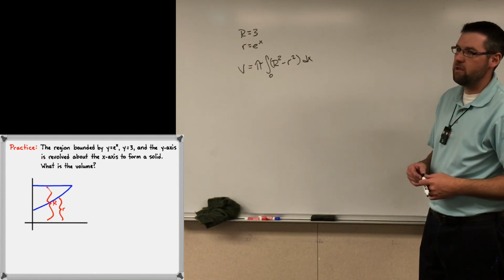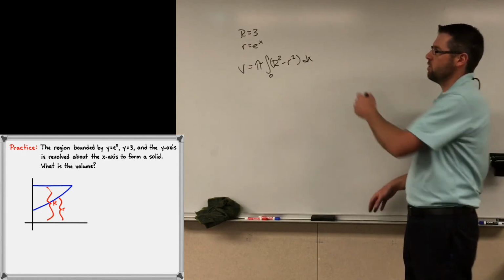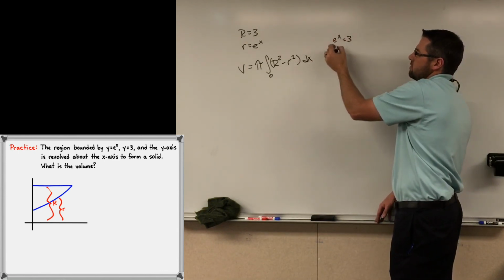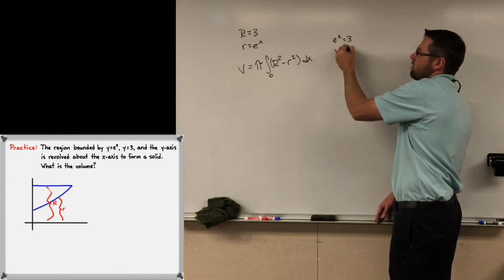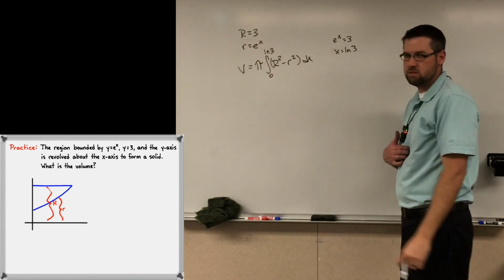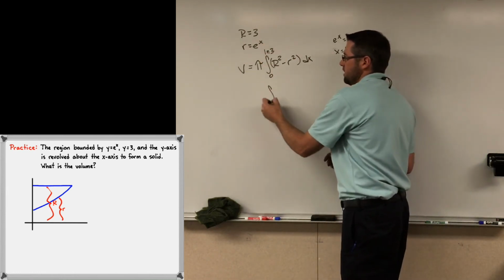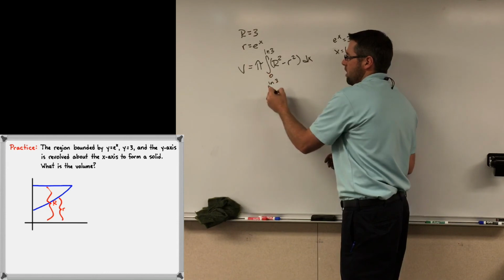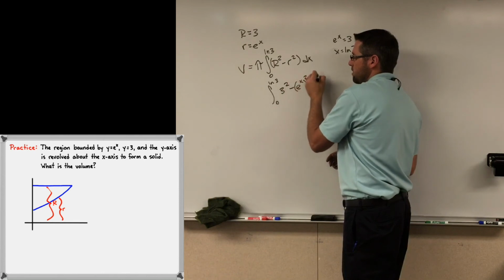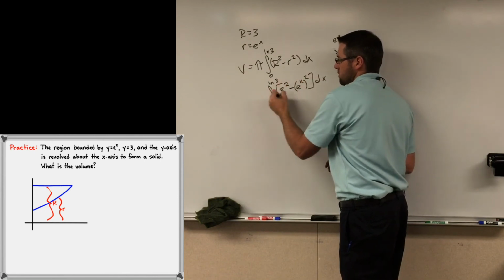You got to figure out where they intersect. So we would say e to the x equals 3. So what's x? x equals the natural log of 3. So that's my upper bound there. You guys okay with this? And so now I'm going to substitute in, from 0 to natural log of 3, of 3 squared minus e to the x, squared, dx.